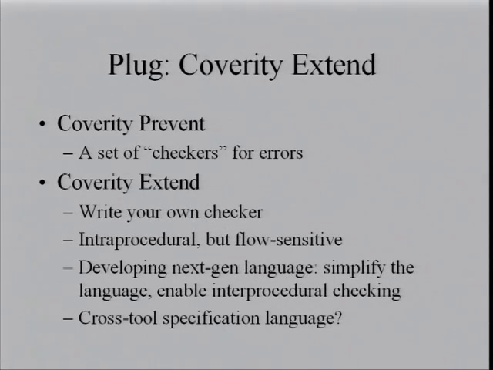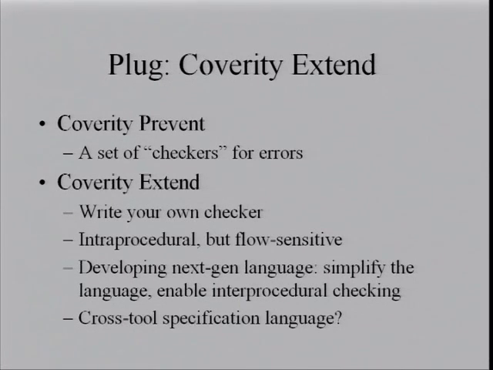Okay, so finally, continuing the theme of extension, I want to mention a product that I've been working on at Coverity, which is a new version of Extend. The Coverity Prevent system looks for bugs in various source code. Extend is a tool that allows users to actually write their own checkers. This one, though it is intraprocedural, is flow sensitive, and so it is good for doing protocol checking.